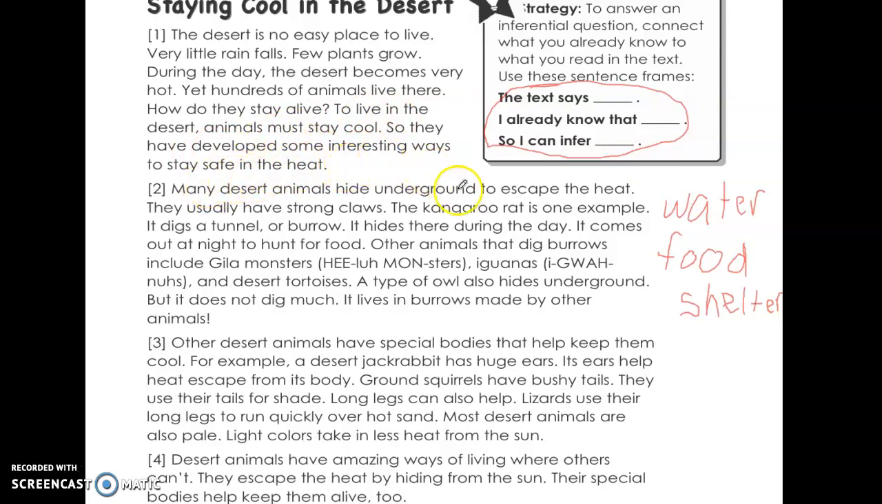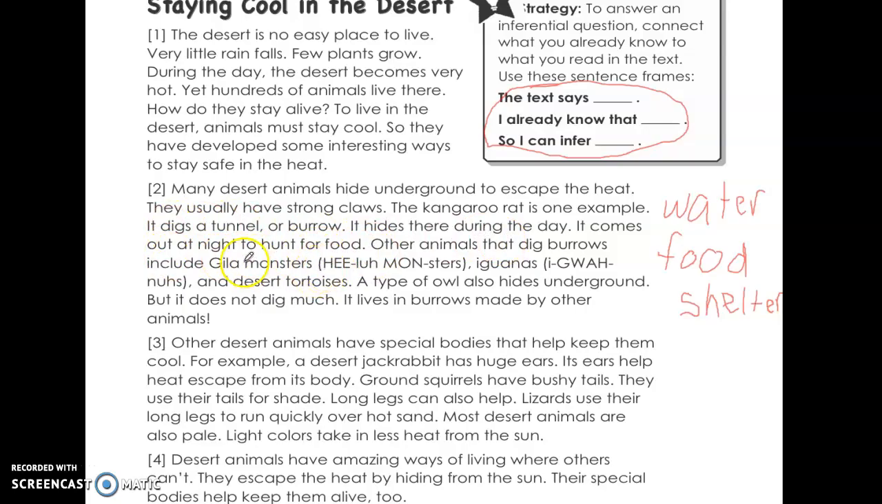Many desert animals hide underground to escape the heat. They usually have strong claws. The kangaroo rat is one example. It digs a tunnel or burrow. It hides there during the day. It comes out at night to hunt for food. Other animals that dig burrows include Gila monsters.